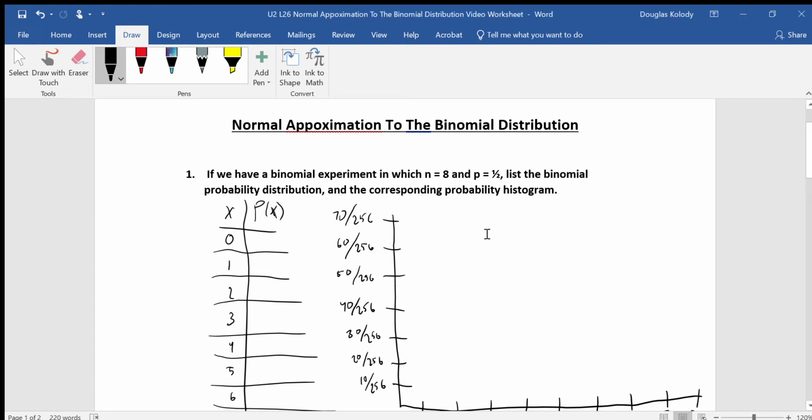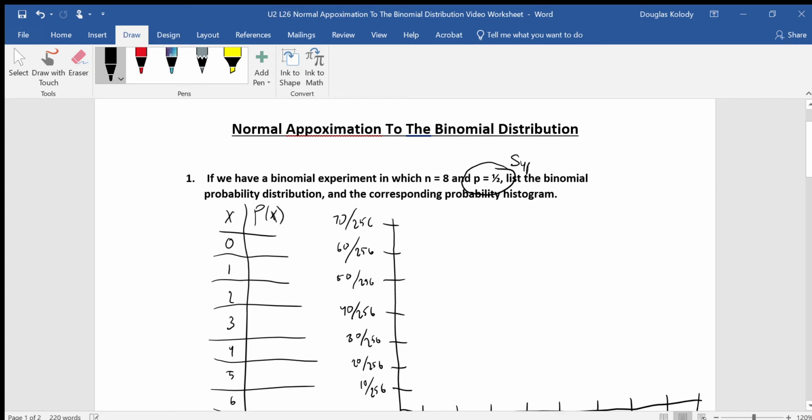Let's read number 1 here. If we have a binomial experiment where n equals 8 and p equals 1/2, list the binomial probability distribution and the corresponding probability histogram. All right, first and foremost, I see that p equals 1/2. And whenever I see that, I see the super duper shortcut.